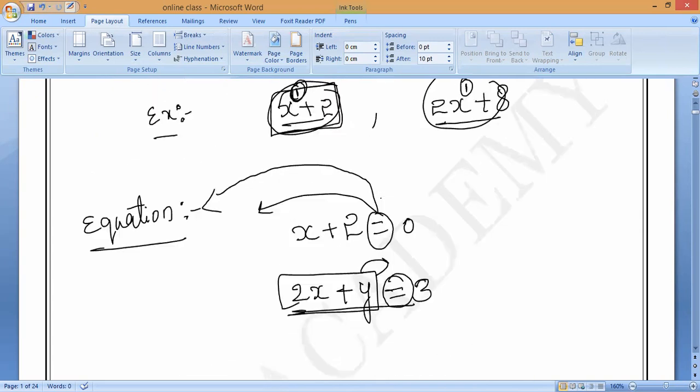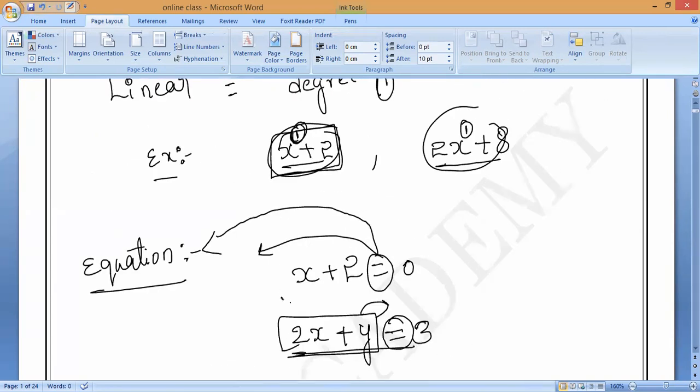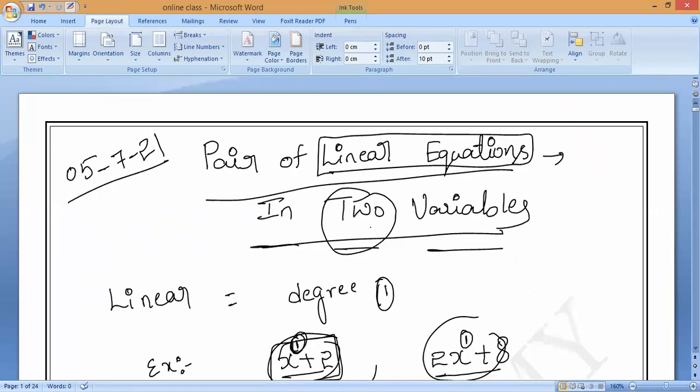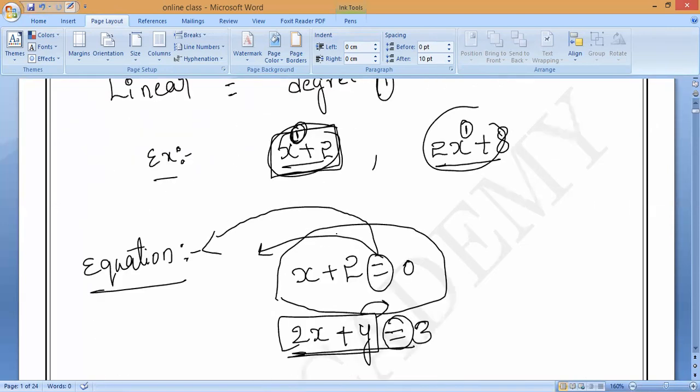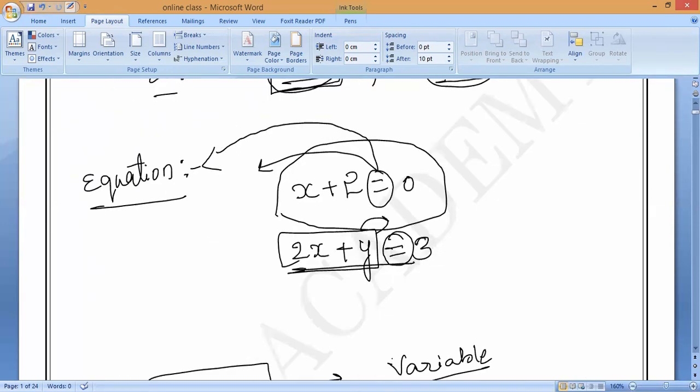This is called a general linear equation. But in our chapter we are not going to discuss a single variable. If you observe this equation, how many variables are there? Please tell me, all of you. One variable. Only one variable we have.